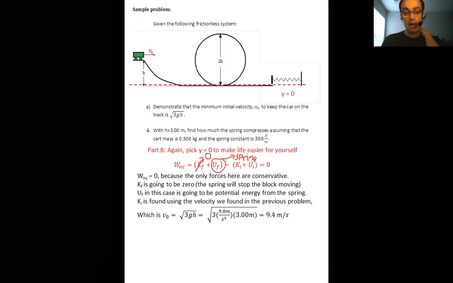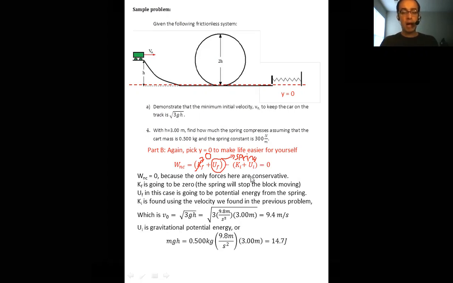K sub I is found using the velocity that we found in the previous problem. We proved that the minimum initial velocity required is the square root of 3 times g times h. We can plug that into our calculators, where g is 9.8 meters per second squared, because again this is on Earth, and the height is 3 meters, because that's the amount of the drop that we're looking at. Right? And that's 9.4 meters per second.